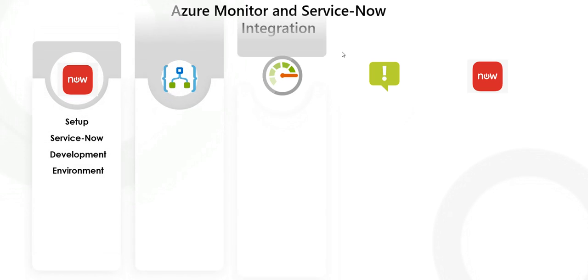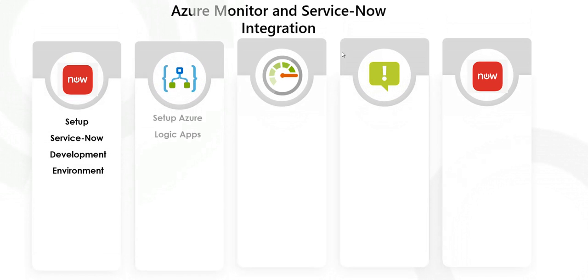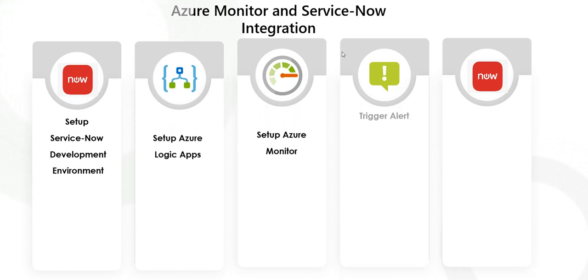So we'll be following these 5 steps to complete this tutorial. First step would be to set up a ServiceNow development environment, which I will explain in the next slide. And then as a second step, you need to set up Azure Logic Apps, where we will design a flow that will absorb the alert from Azure Monitor, and then it will feed into ServiceNow. And third step is we will set up Azure Monitor.